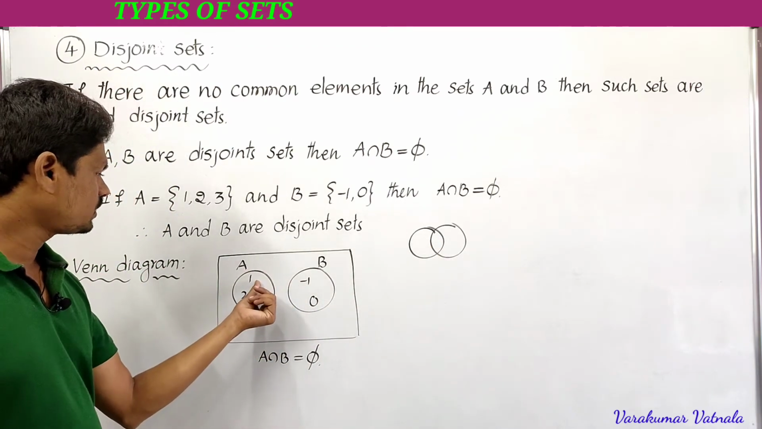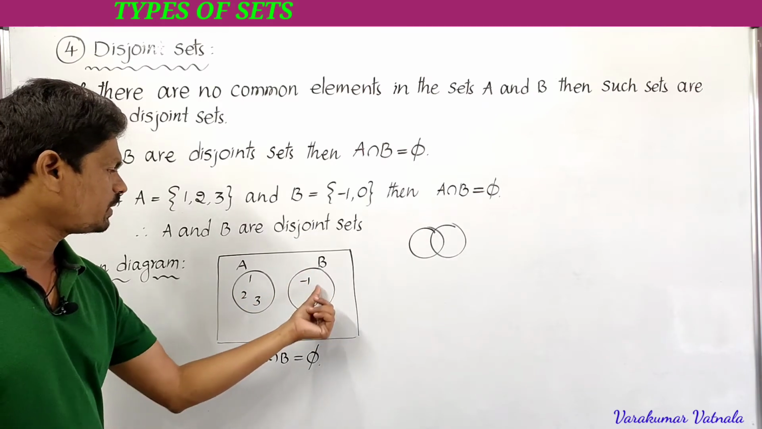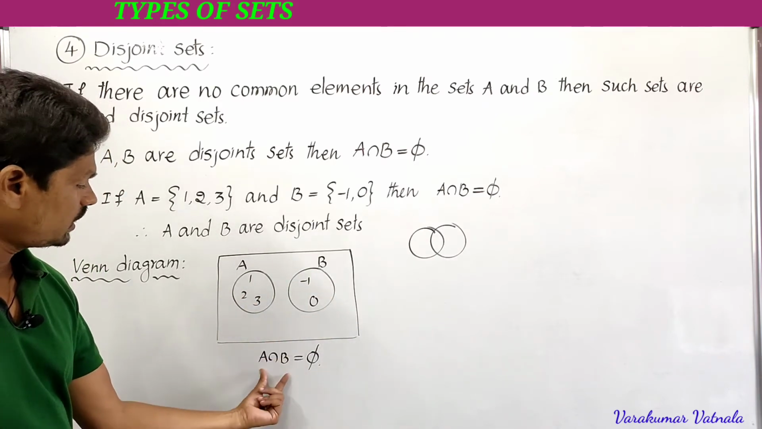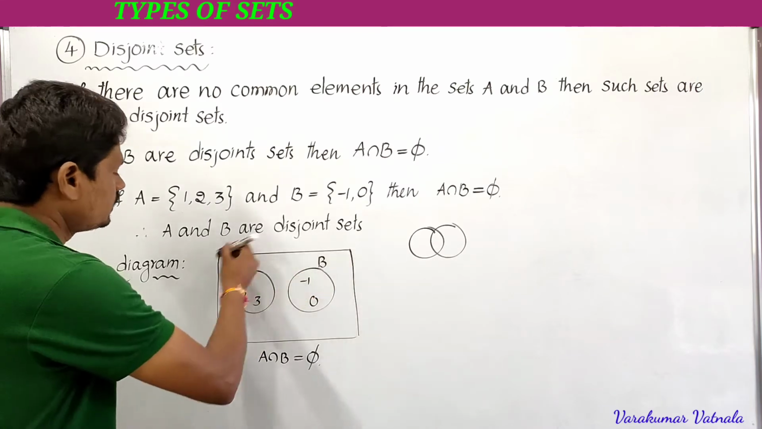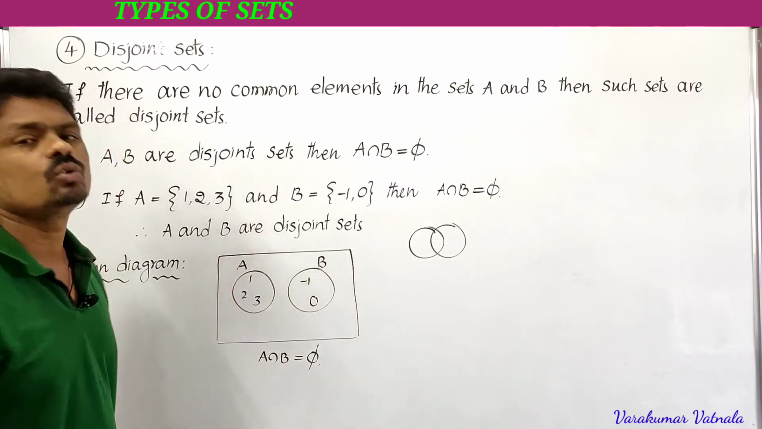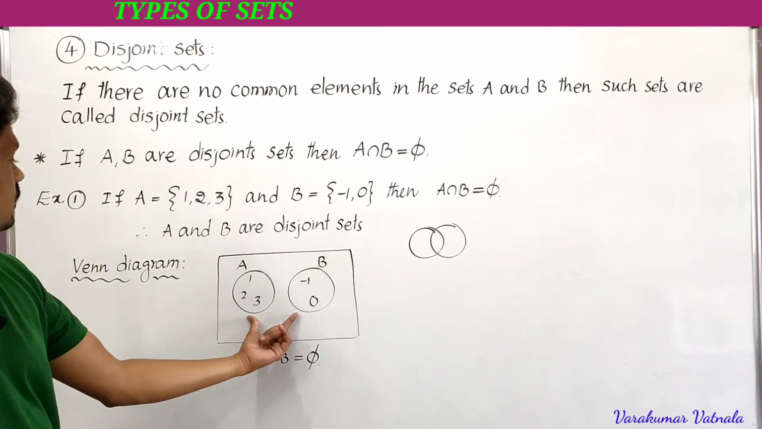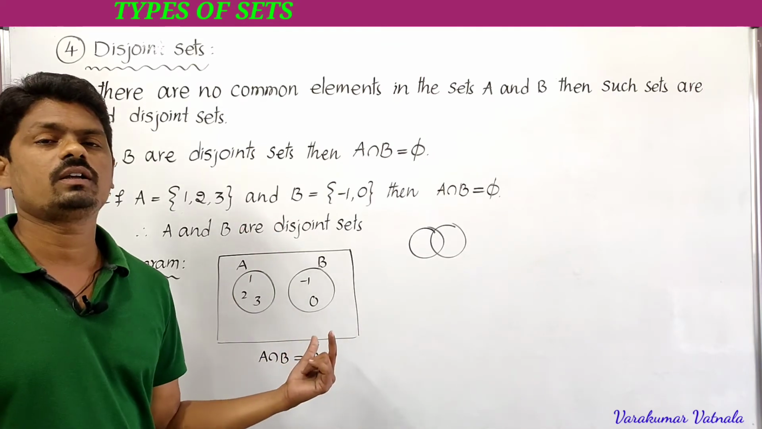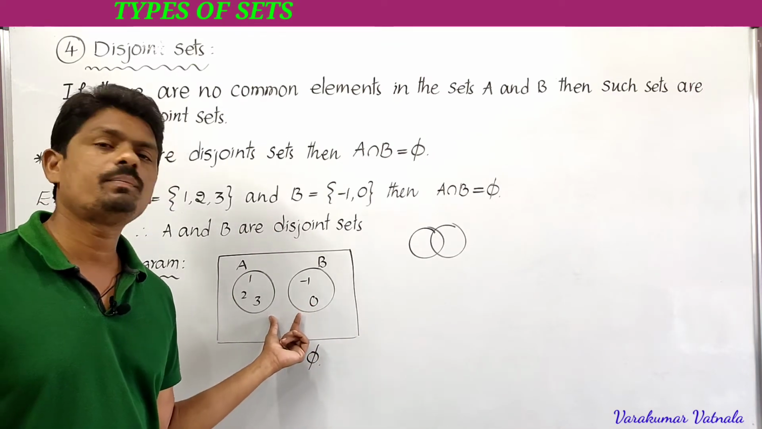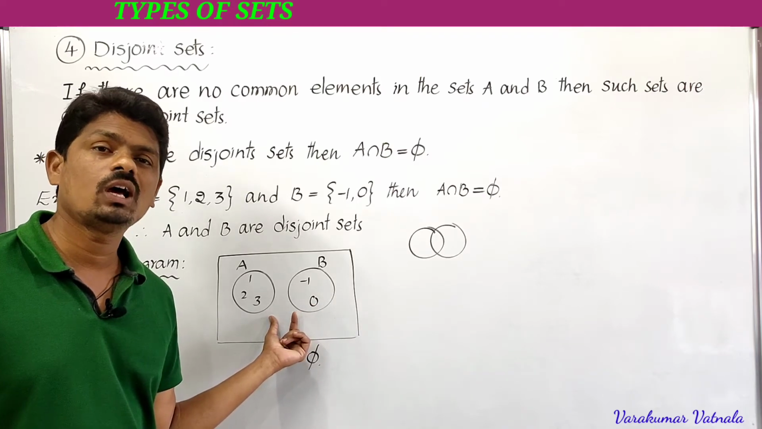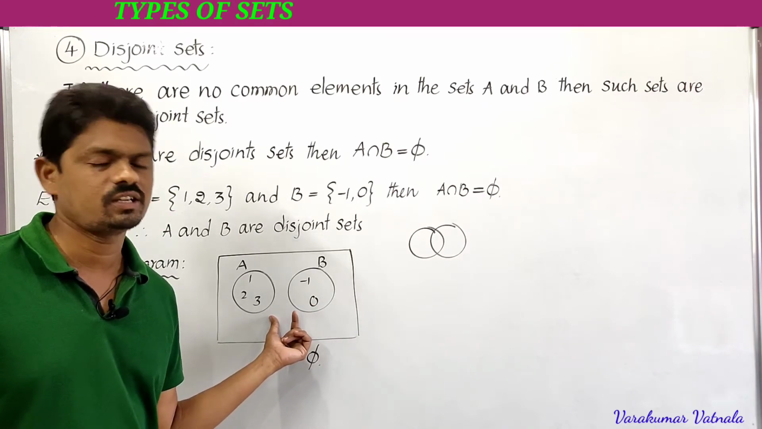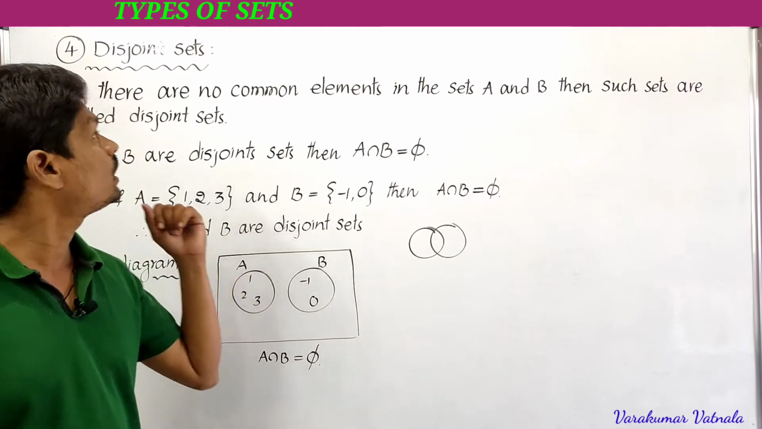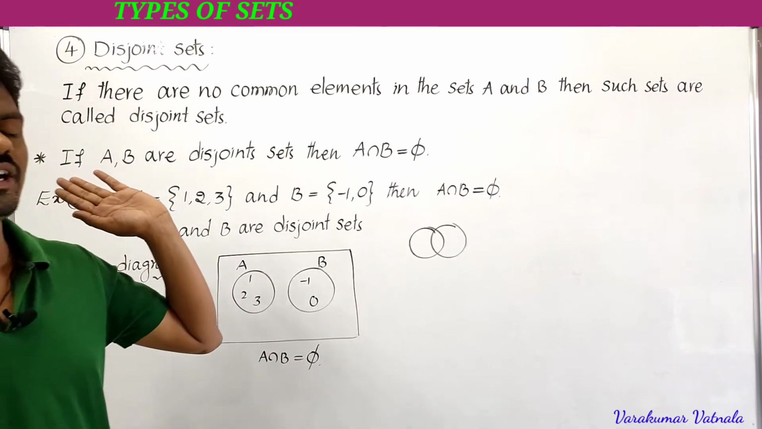Set A is {1, 2, 3} and set B is {-1, 0}. So here A intersection B equals phi. This rectangle represents the universal set. So this is a Venn diagram of disjoint sets, very important. So you have to write independent sets to denote disjoint sets. So this is about disjoint sets.